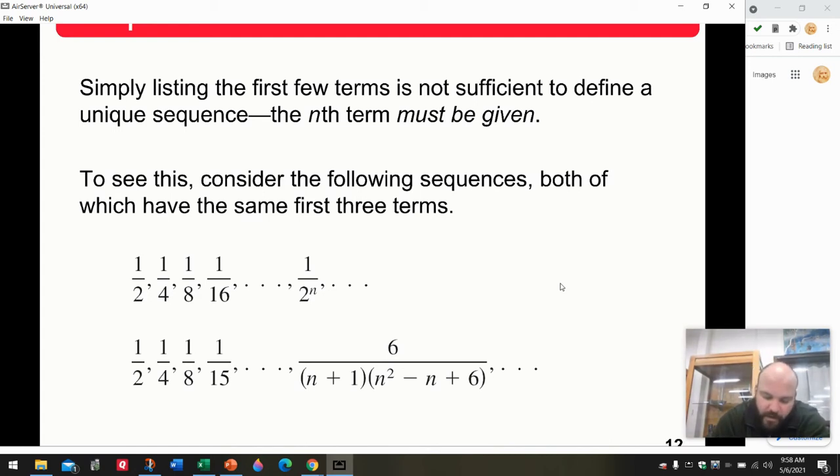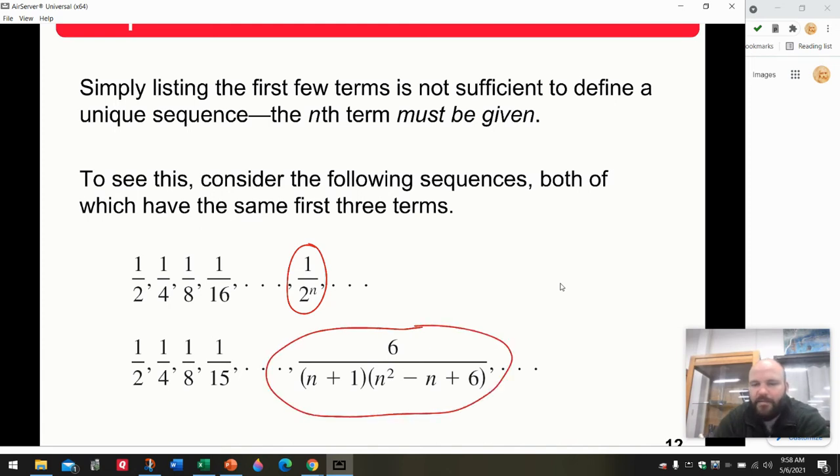As an instance, you can see right here, I have 1/2, 1/4, 1/8. I can also have 1/2, 1/4, and 1/8 here. But these end up being two completely different sequences, because this one is made by being 1/2 to a power, whereas this one is made by having 6 divided by a pretty involved algebraic expression, you see, n plus 1 times n squared minus n plus 6. So the point of this is that you cannot define a sequence by just listing numbers and then putting a dot, dot, dot after it. You actually need to write the formula for the sequence down.